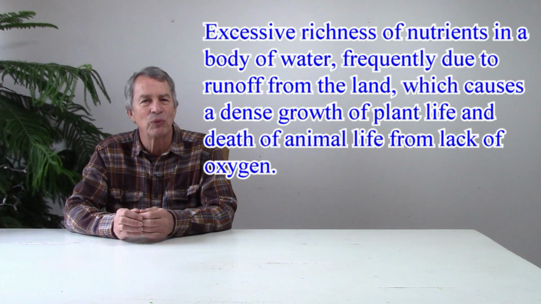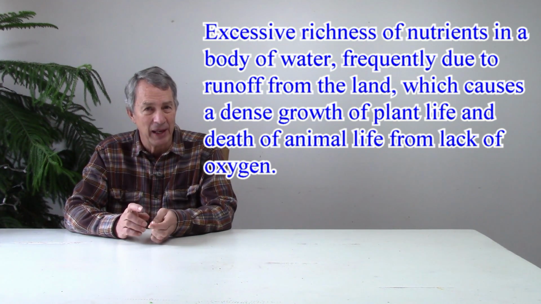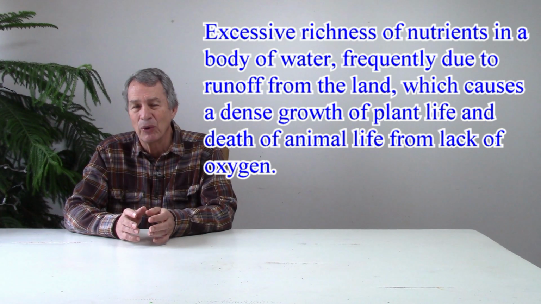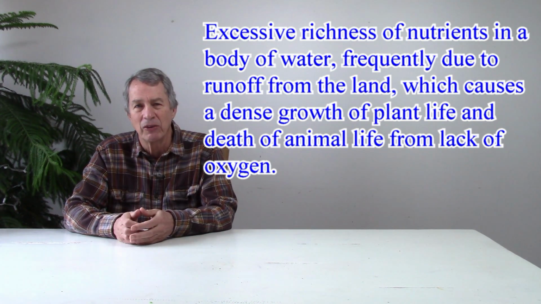Eutrophication is the excess richness of nutrients in a body of water, frequently due to the runoff from the land, which causes dense growth of plant life and death of animal life from lack of oxygen. Since phosphorus is normally immobile in soil and doesn't naturally move to wetlands, it is often a limiting factor in aquatic ecosystem plant growth. When additional amounts are added to an aquatic habitat, single-celled organisms like algae have faster access to it than larger and prettier plants.